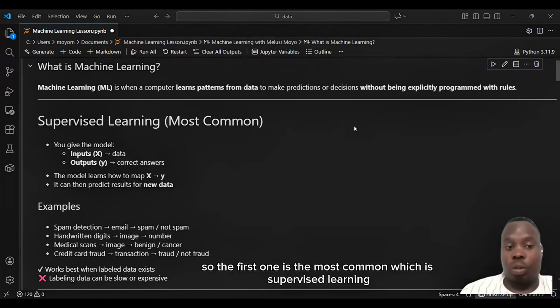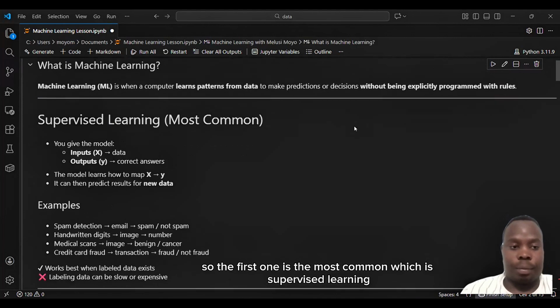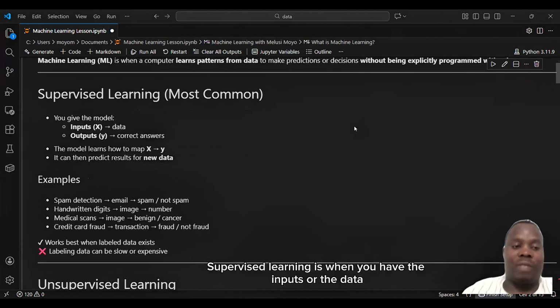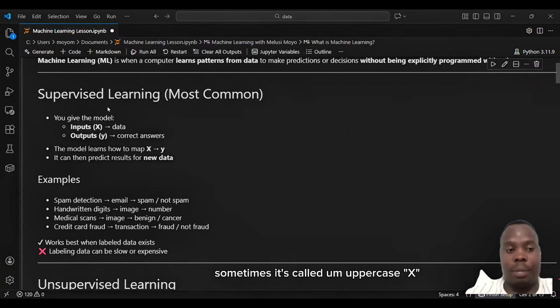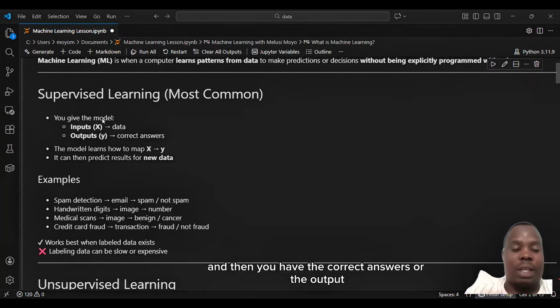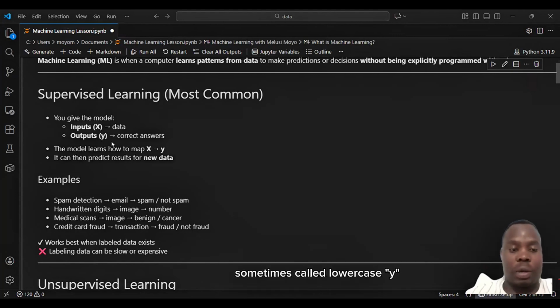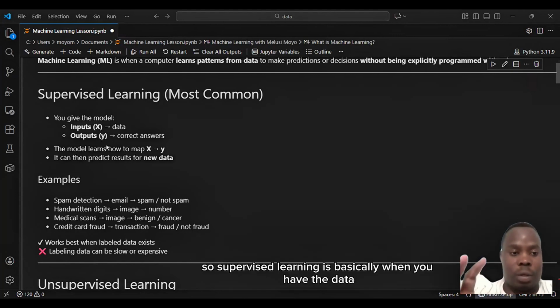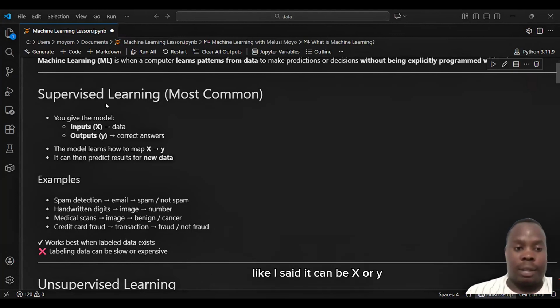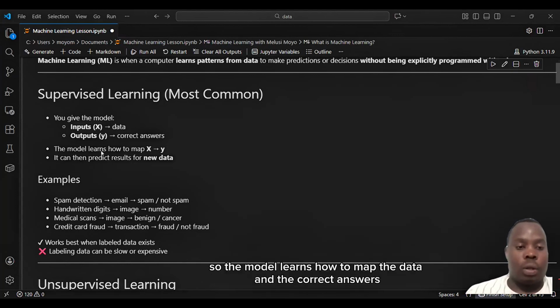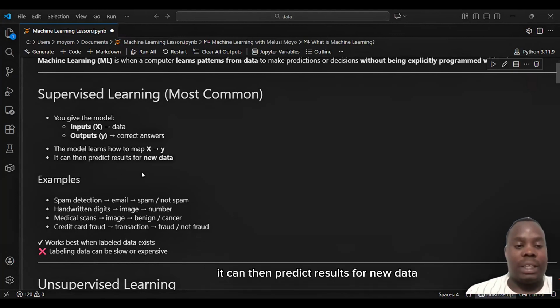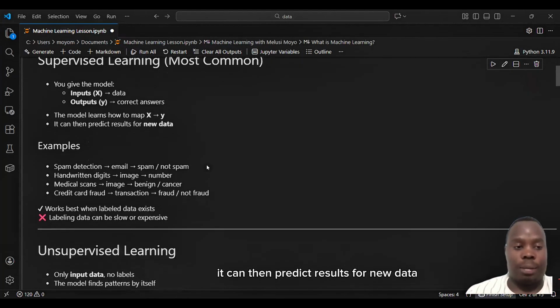So, the first one is the most common, which is supervised learning. Supervised learning is when you have the inputs or the data, sometimes called uppercase X, and then you have the correct answers or the output, sometimes called lowercase y. So supervised learning is basically when you have the data and the correct answers. So the model learns how to map the data and the correct answers. It can then predict results for new data.